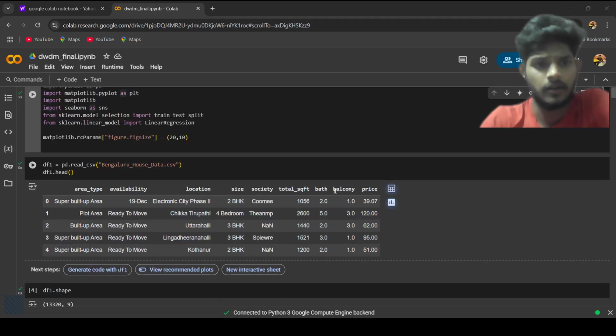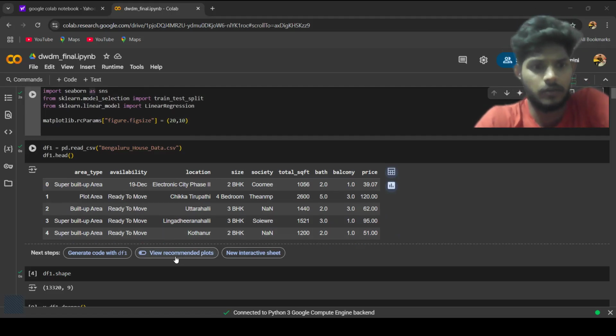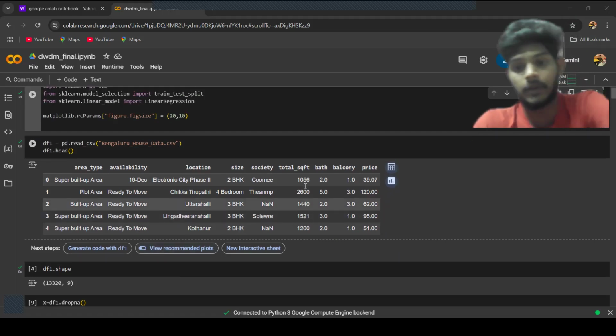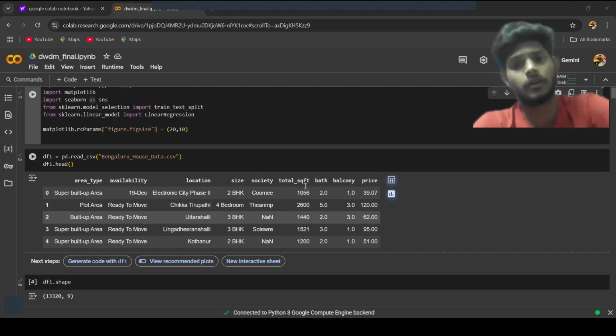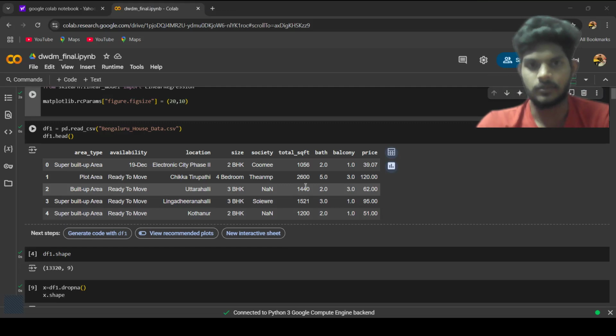Now let's see the dataset overview. The dataset has a total of 13,300 plus entries, and the number of columns is 9. But we have taken location, size in BHK, total square footage, and number of bathrooms as the training set. Those are given as inputs, and for the given features, the output is the price in lakhs. We are predicting the price in lakhs.